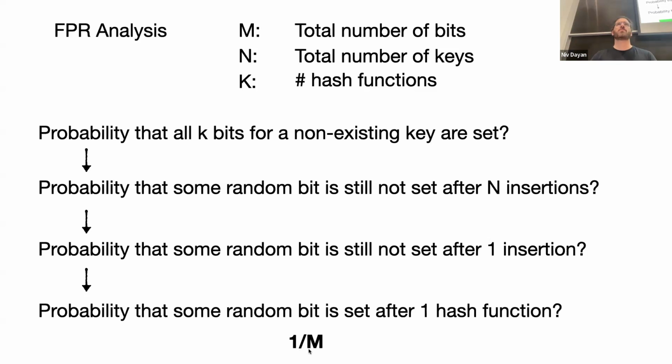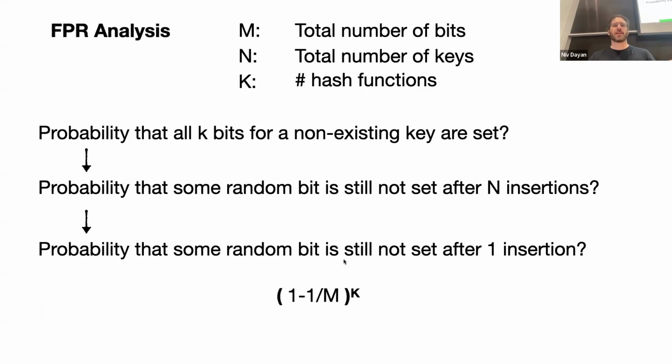This is just 1 over m, where m is the number of bits in the system. Let's negate that. What's the probability that a bit is still not set? 1 minus this expression. Now, what's the probability that the random bit is still not set after one insertion? Well, an insertion consists of k hashes, so this event should have not happened k times. So we exponentiate by k. What should we do for this expression to answer the question of what's the probability of yes?